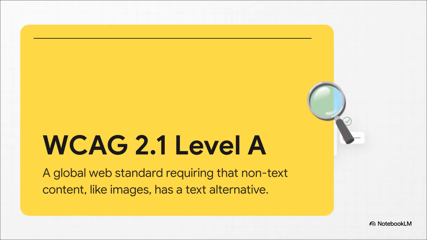The main standard we're talking about is called WCAG 2.1 Level A. Now, that might sound technical, but it's basically a global rulebook for the web. And one of its most basic rules is that anything that isn't text, like an image, has to have a text alternative. This is the absolute baseline for making your site accessible to everyone.